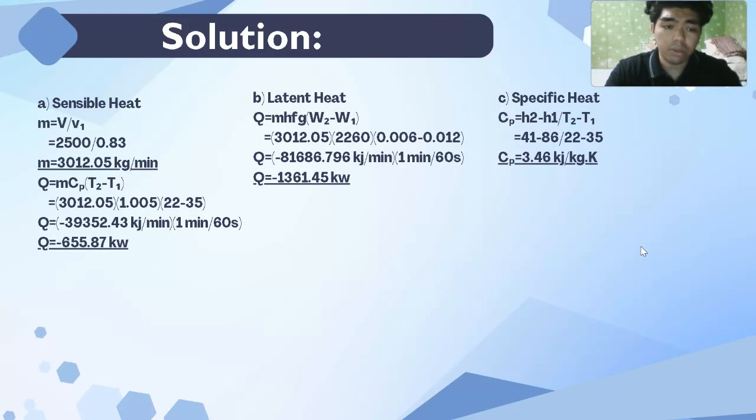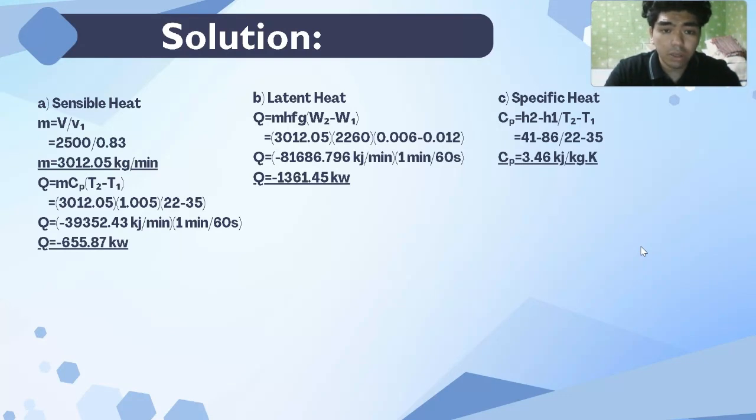After solving for the mass flow rate, we can now solve for the sensible heat, which is Q is equal to mCp times T2 minus T1, which is equivalent to 3012.05 times 1.005 times 22 minus 35, which is equivalent to negative 39352.43 kilojoules per minute times 1 minute over 60 seconds, which is equivalent to negative 655.87 kilowatts.